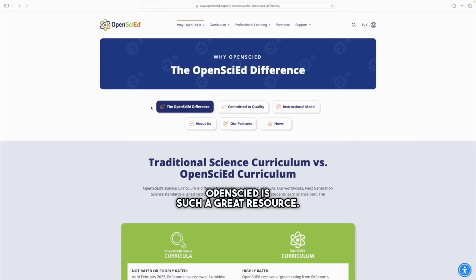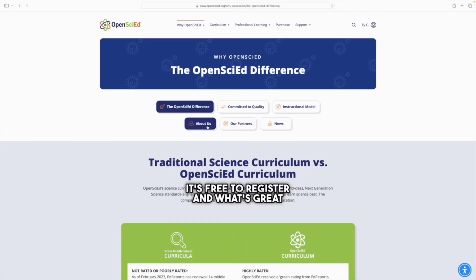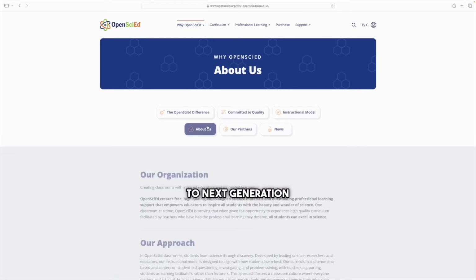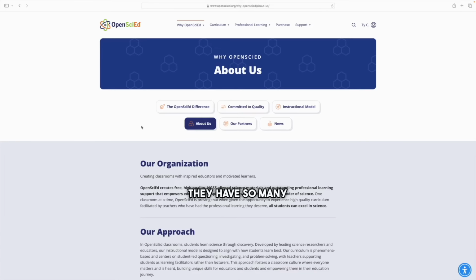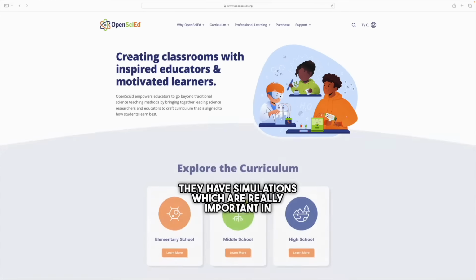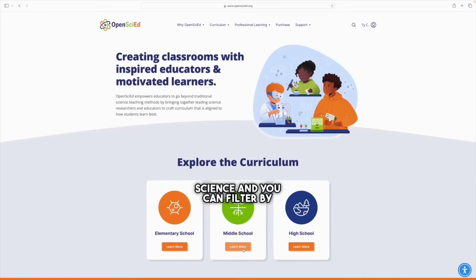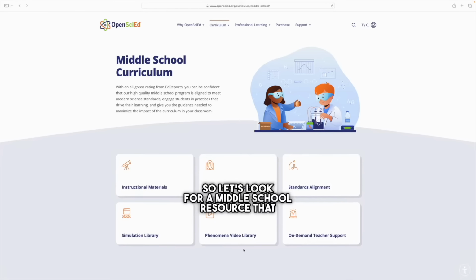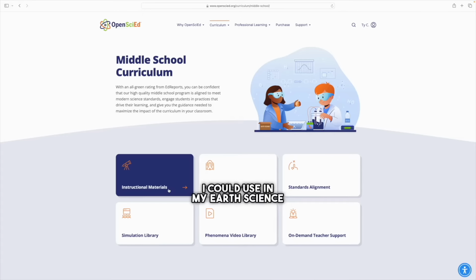OpenSciEd is such a great resource. It's free to register, and what's great is this is aligned to Next Generation Science Standards. They have so many free resources. They have simulations, which are really important in science, and you can filter by grade level: elementary, middle, and high school. So let's look for a middle school resource that I could use in my earth science classroom.